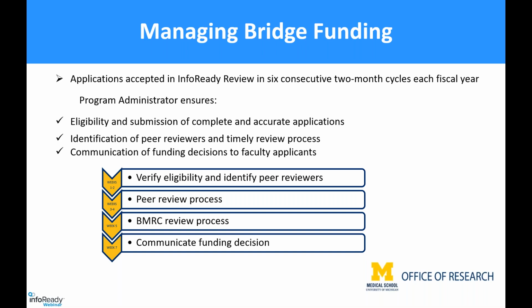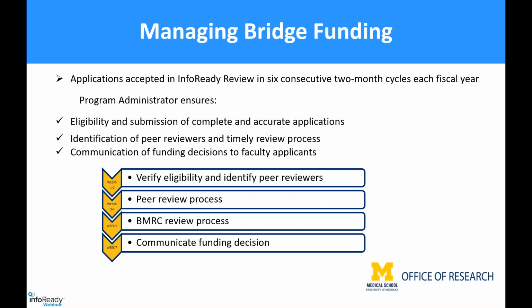But that's the program administrator's responsibility, to ensure the eligibility of the grant and the PI. They also ensure that the application is received at least 2 months in advance, so that the PI can actually take full advantage of the review process and the feedback that comes out of that process, and have time to incorporate it in their grant if they wish. The program administrator ensures that the application is complete and accurate. It has a lot of components, so that's a big responsibility.